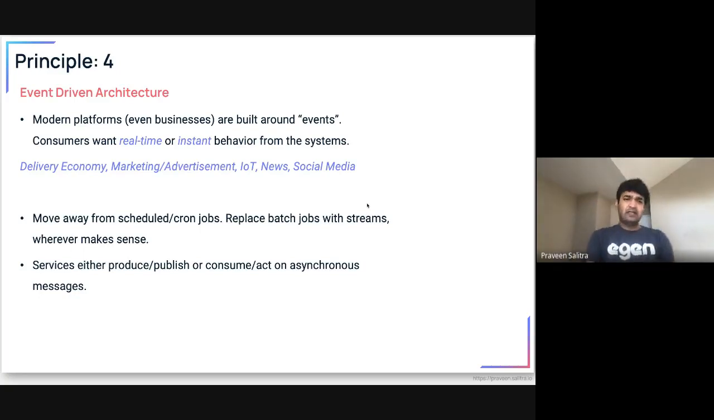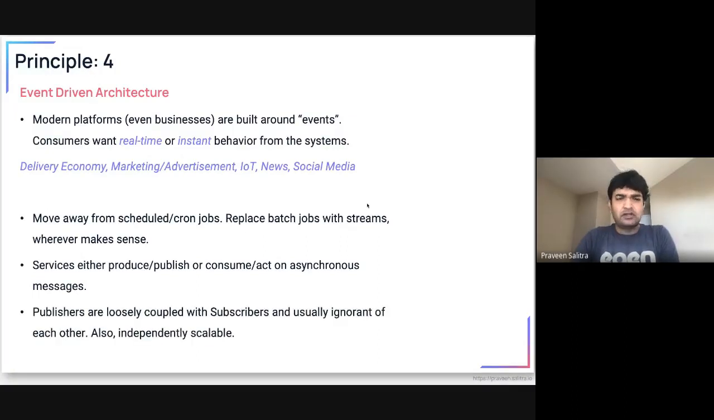Coming back to the technical side, your services are either producing messages or consuming messages from some queues, message queues. There are many examples available out there. This is also called a pub-sub architecture, where your publishers are maybe multiple individual, loosely coupled services. Your consumers or subscribers are different, and most of the time they don't even know who the other side is.